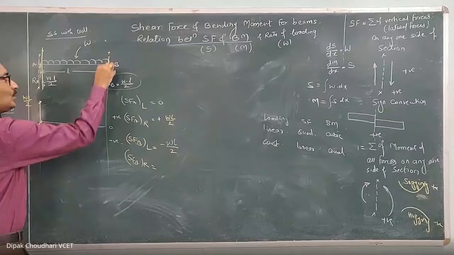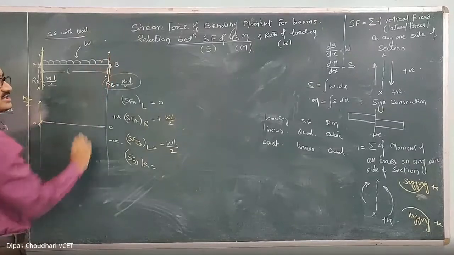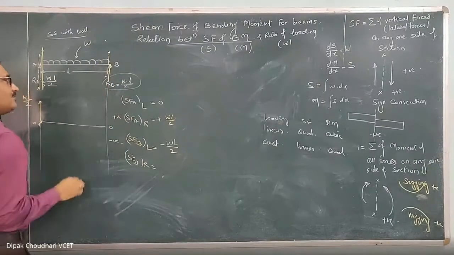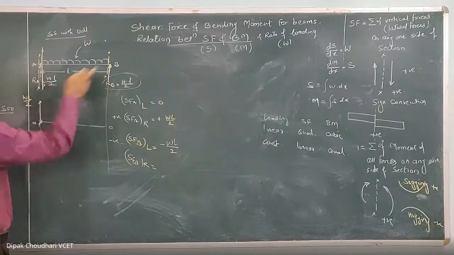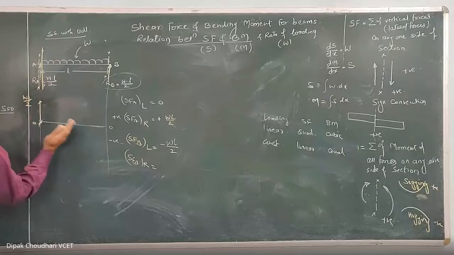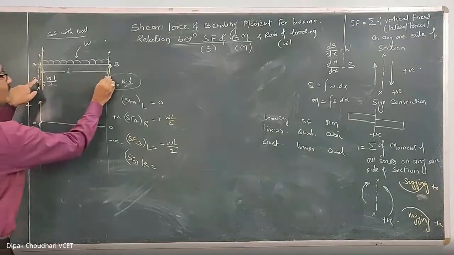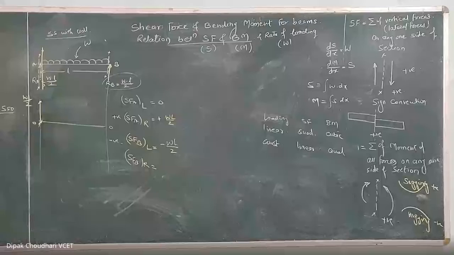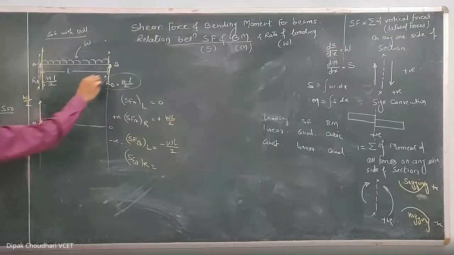Because of this point load RB, there is a sudden change. Whenever there is a sudden change, there will be a vertical straight line. So in this loading diagram, if you observe, in the shear force diagram wherever there is a point load, a vertical straight line will come. Okay, because of this point load.